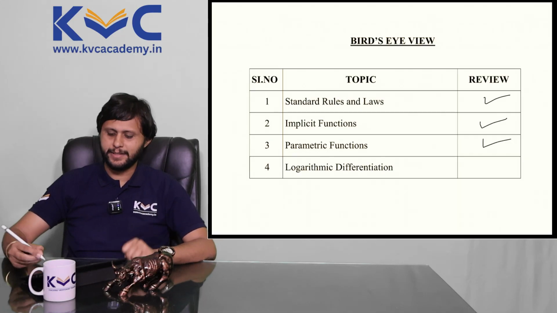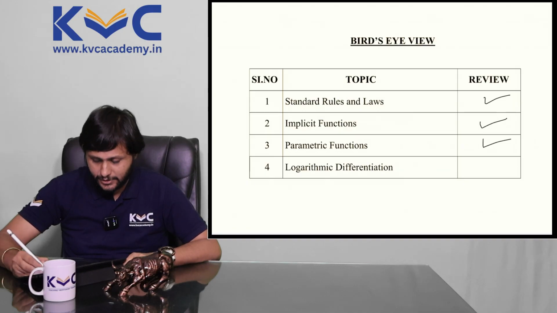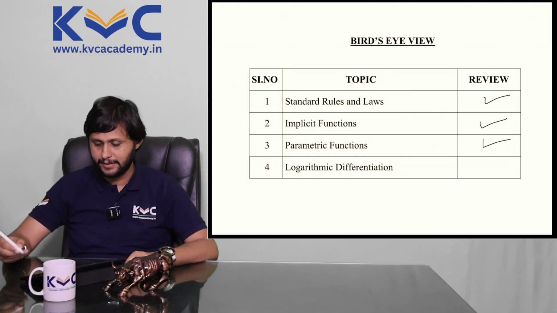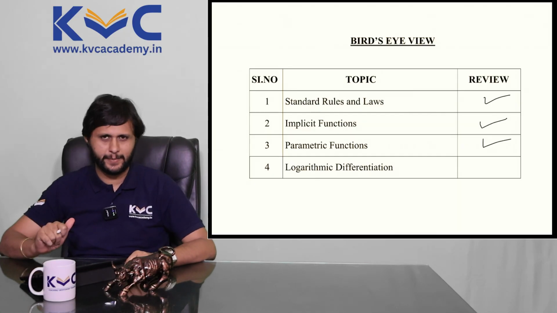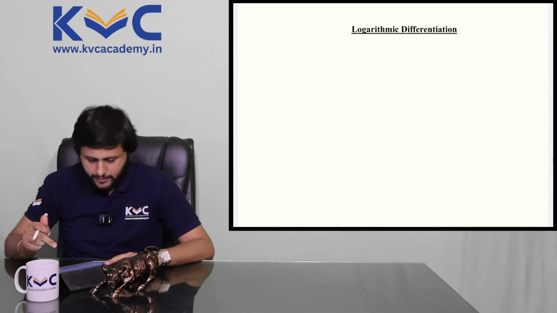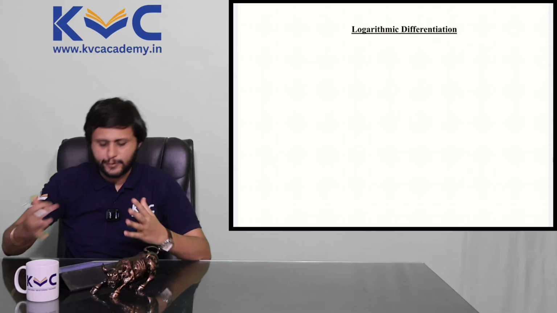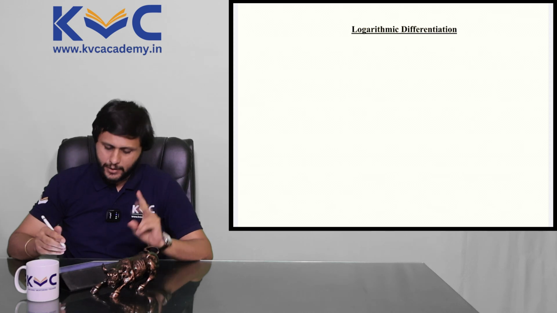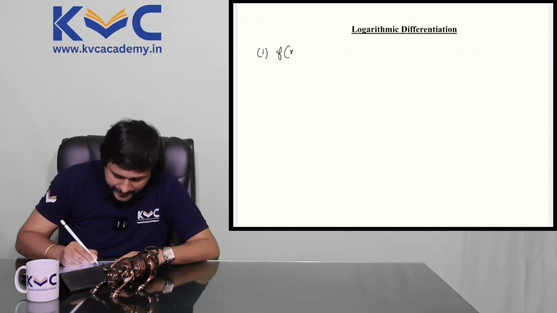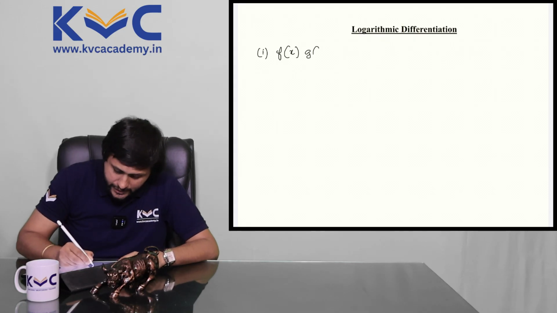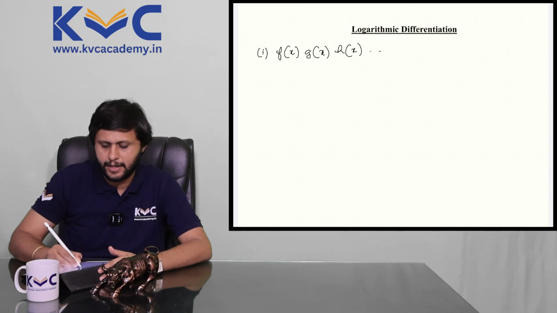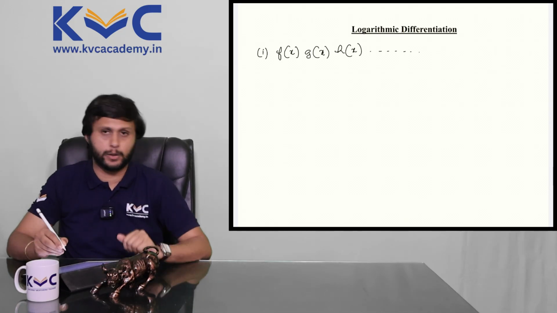The last one that we have is logarithmic differentiation. We'll finish that in the next 10 to 15 minutes; it will not take much more than that. Now, when do we use this form of differentiation? Two cases. Case 1: we have f of x, that is one function, g of x, another function, and another function, and so on. You can have more than this also.